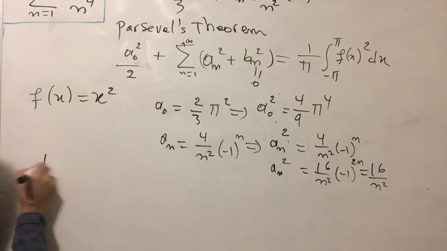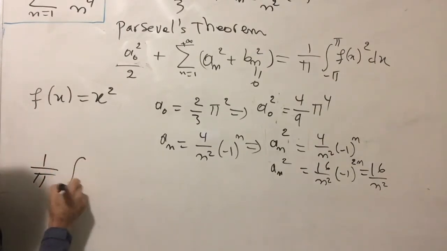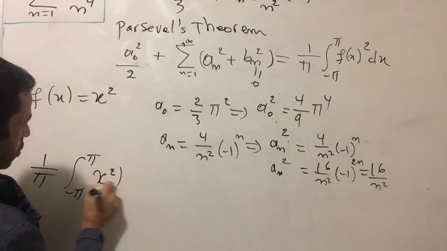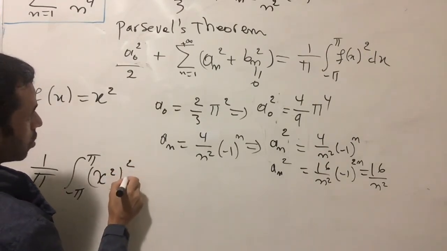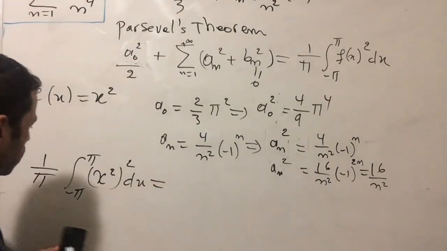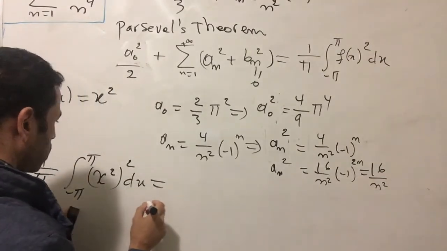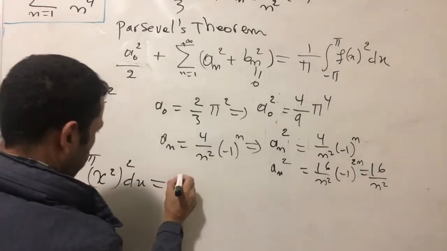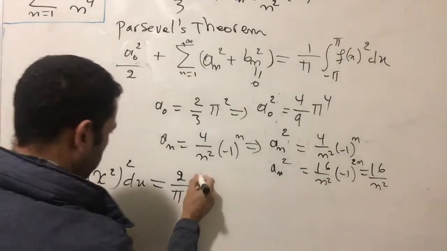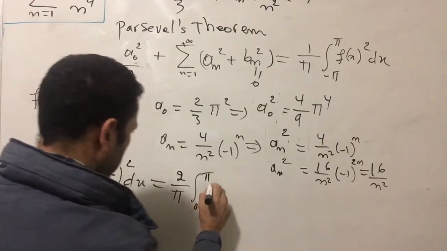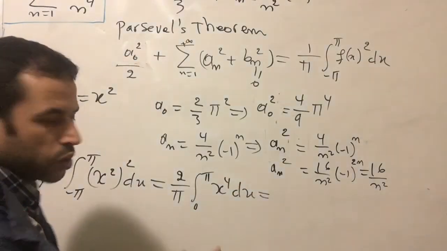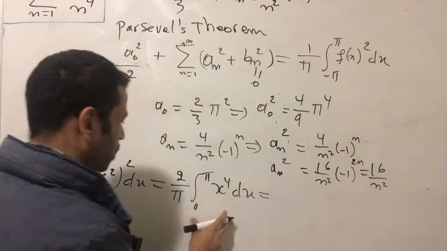You have 1 over pi integral from minus pi to pi of f of x squared, which is x squared quantity squared dx. So as you see here, this is an even function. We don't have to calculate both sides. Since this is an even function, I have 2 times this integral, equal to 2 over pi times the integral from 0 to pi of x to the 4th dx. Okay, I'm going to evaluate this one. This is a straightforward integral.